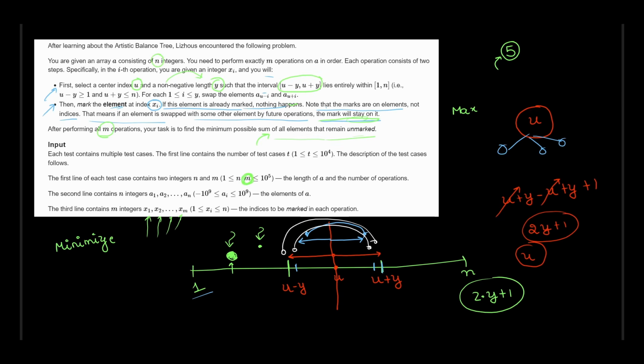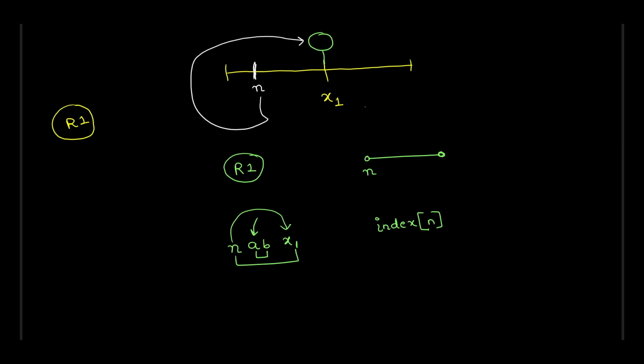Consisting of n integers, you need to perform exactly m operations on A in order. Actually, elements can... What is this A_i? Okay, so A_i are just the values. Oh, okay, okay. So my bad. So sure, n cannot be located over here. We were looking at it from the wrong angle.